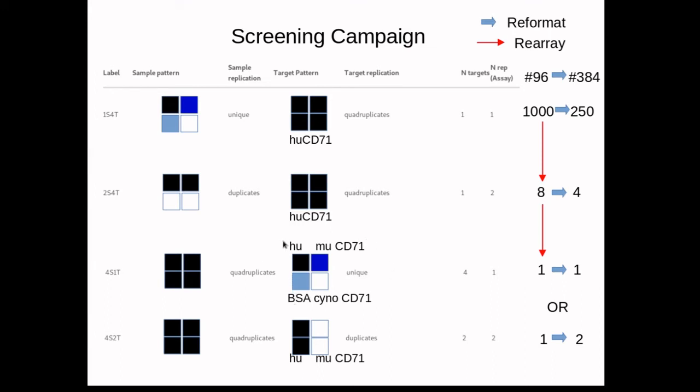We are interested in a human therapeutic, but we also have mouse and monkey models in which we would like to test our therapeutic. So we will favor hits that are cross-reactive with murine and cyno CD71, but don't bind the negative control.